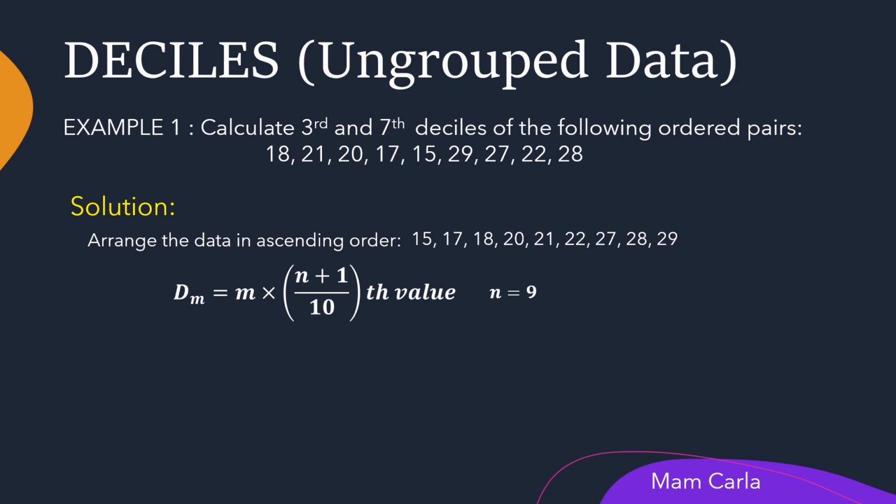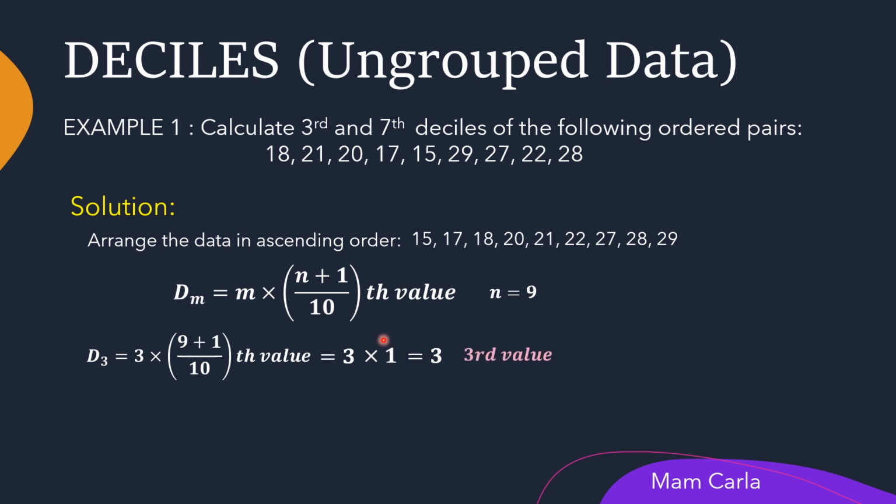which is equal to 9. Now we are ready to solve for the third decile. And that will give us d sub 3 equals 3 times the quantity of 9 plus 1 over 10 th value. And then we simplify. We need to copy first the 3 and then simplify what is inside the parenthesis. 9 plus 1 over 10, and that is 10 over 10, which is equal to 1. So we just need to multiply 3 times 1 and it will give us 3.